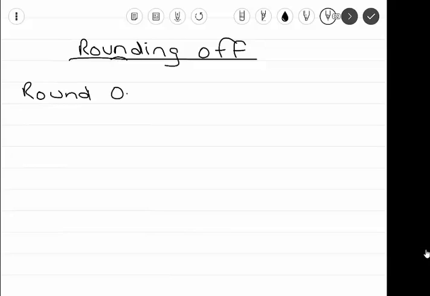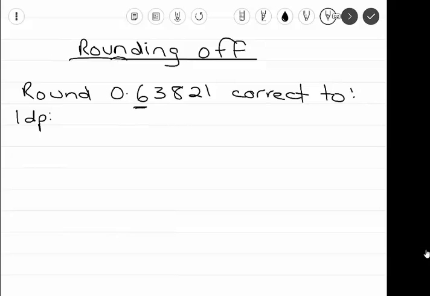So when we're given an example, in this case round 0.63821 correct to one decimal place. We're going to keep the first decimal place, we're keeping the 6. So the number that we need to look at is the one after it, in this case the 3. If the number after the point where we're rounding off is less than 5, which it is in this case, we round down to 0.6.